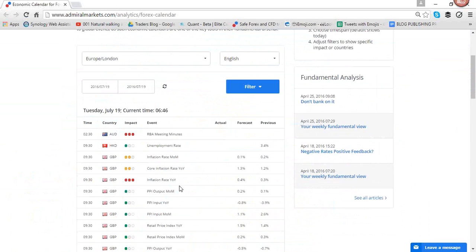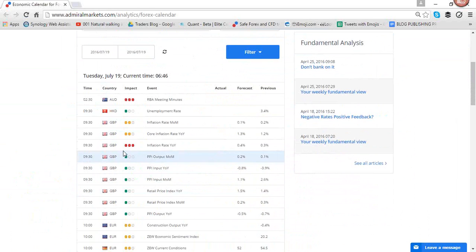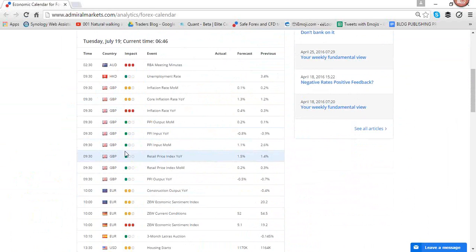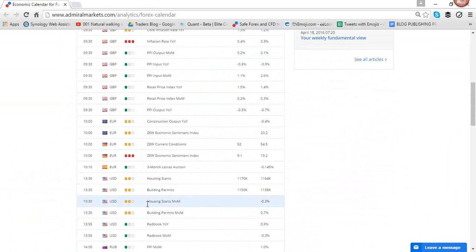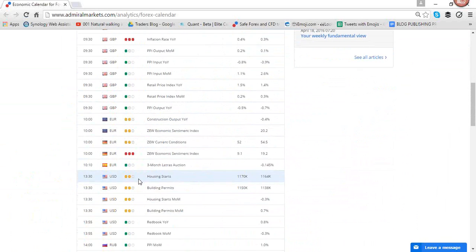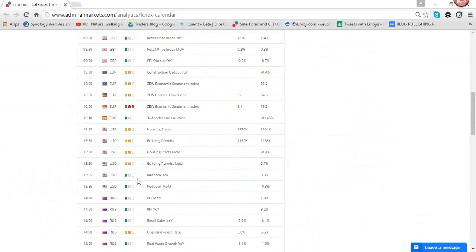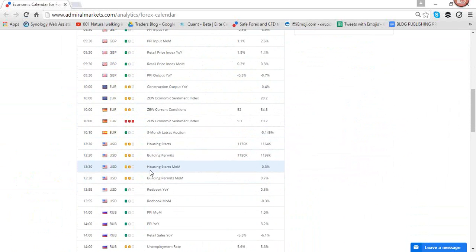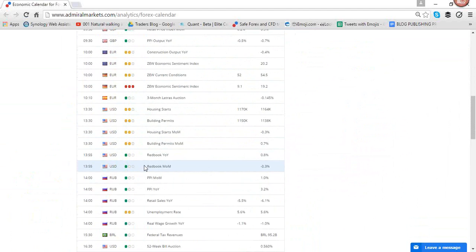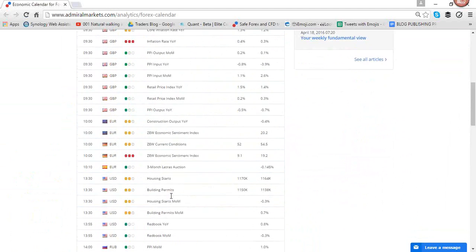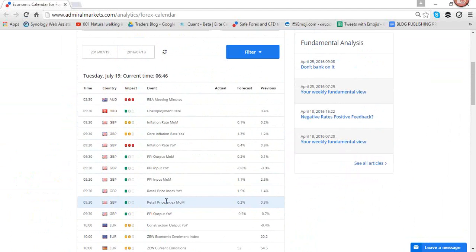Regarding the economic calendar today, we have a pound news that's marked as red. We have also some green and yellow events, of course. Another red one is the ZEW Economic Sentiment Index for Germany. And we have some dollar news as well regarding building permits and house starts, unemployment rate in Russia. So that's all coming up throughout this day.